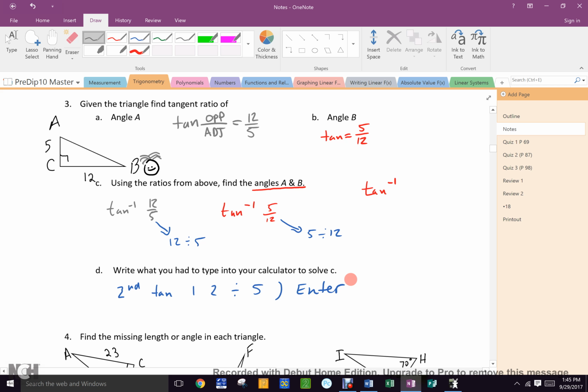I want you all to write down your sequence of buttons, because I tire of the 10th day of this unit having somebody say, I got the angle again. Okay, write it down. Your way. What your calculator needs you to do to make it give you the answer.